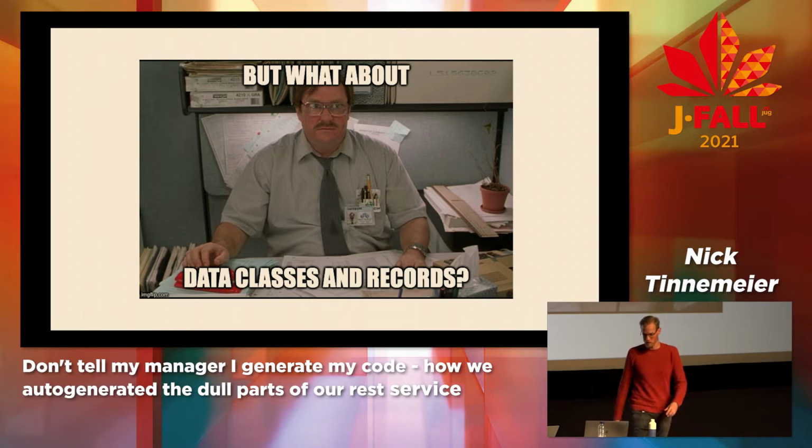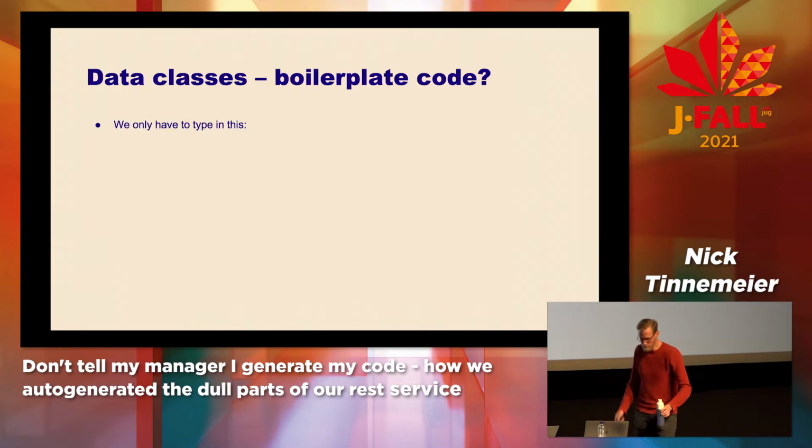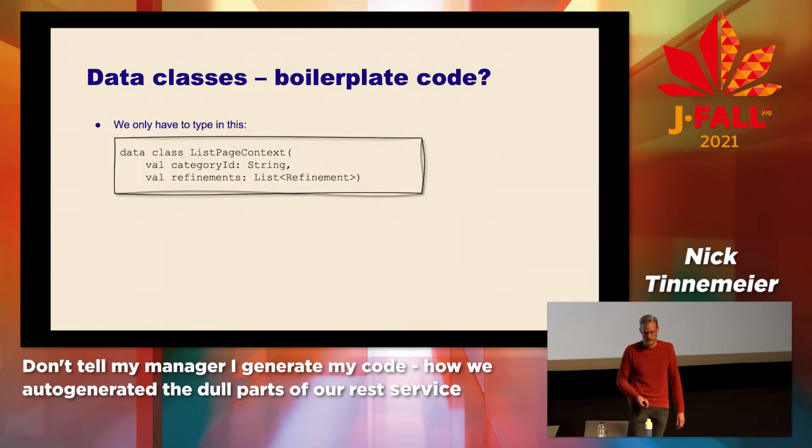So yes, I made a promise. What about those data classes and records? Let's first have a look at the data classes. To what extent can they save us from having to write this boilerplate? With a Kotlin data class, we only have to type in this: data class ListPageContext, two values, category ID and refinements, and the Kotlin compiler will take care of the rest for you.